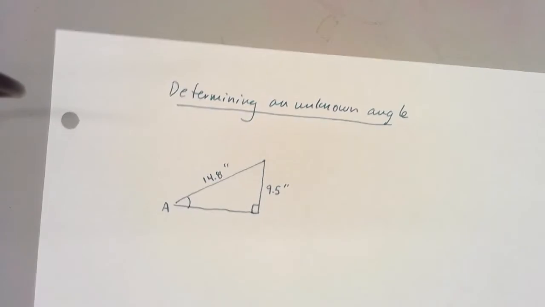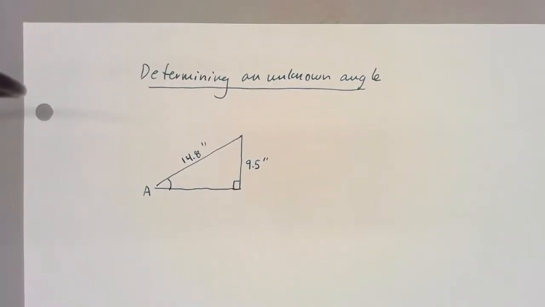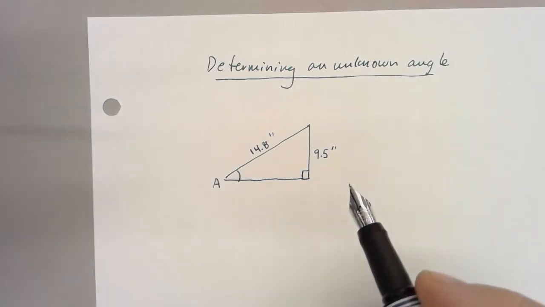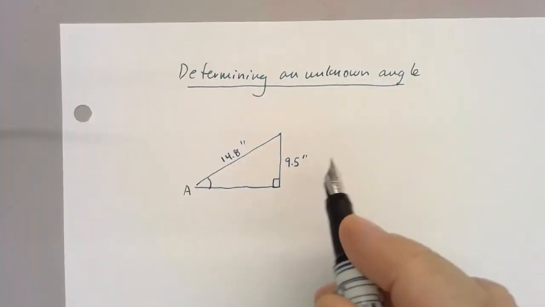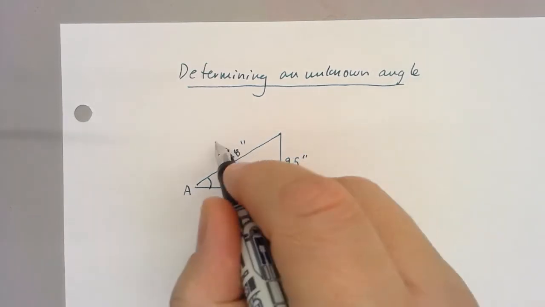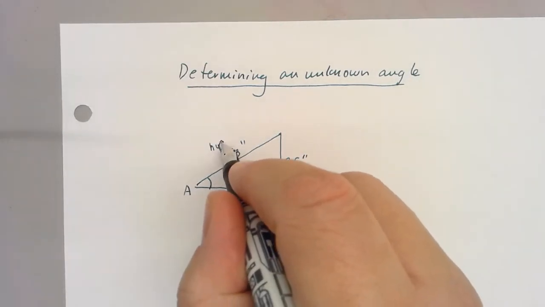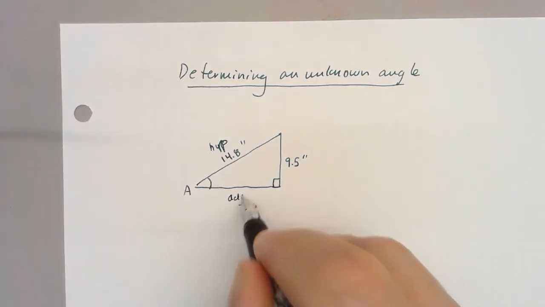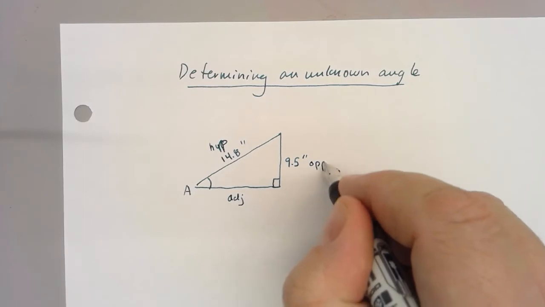What if the unknown is an angle rather than a side? So here's a question where the unknown is the angle. The beginning is the same. We set it up the same way. I want to set this triangle up for trigonometry. There's the right angle, so this is the hypotenuse. Here is my angle, so this is the adjacent leg, and over here is the opposite leg.